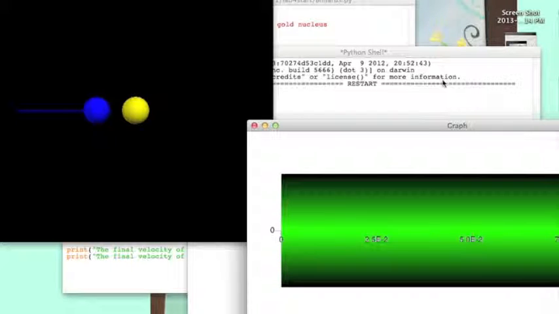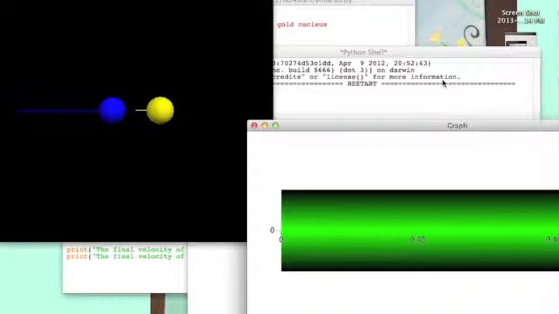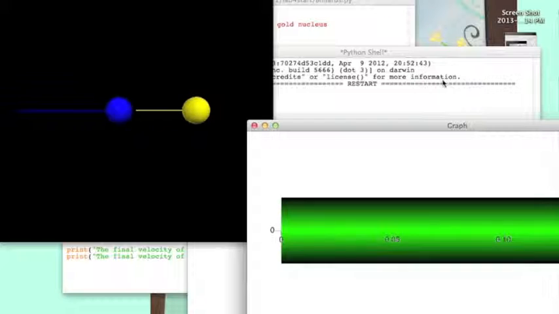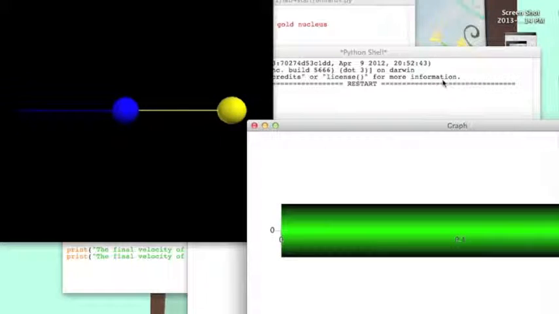So the momentum principle in an ideal situation will show that energy is conserved, which means that the energy of the system does not change, and the final energy equals the initial energy.